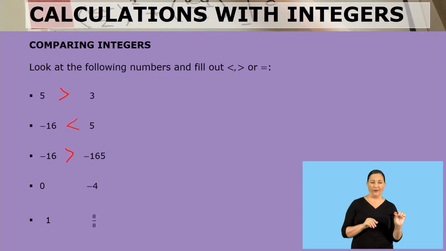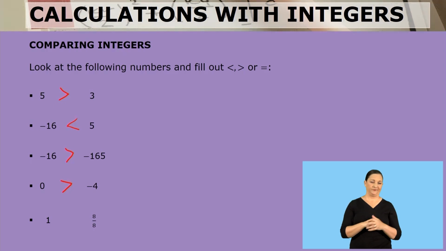Now we are looking at 0 and negative 4. Which one is bigger and which one is smaller? If you are saying that 0 is the bigger one, then you are absolutely correct, because on the number line, 0 is on the right side of negative 4.